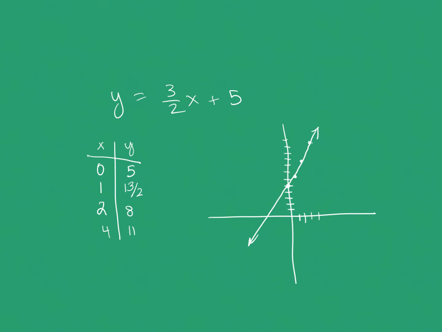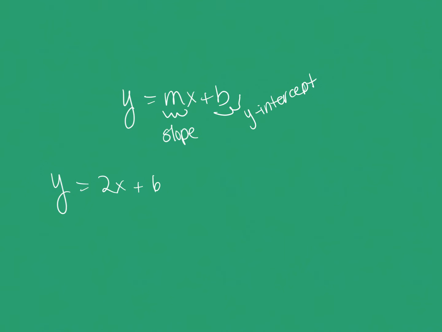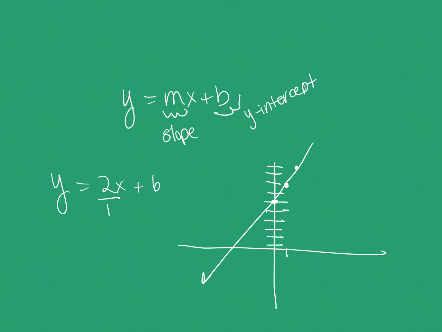Anytime you have any linear function, especially in the graphing form y equals mx plus b, where m is your slope and b is your y-intercept, then let's say I have y equals 2x plus 6. You would go to your y-intercept, which is 6, and then you would know your slope is 2, which is the same as 2 over 1, which means you'd go up 2 over 1, up 2 over 1, and you would get this line formed right there.